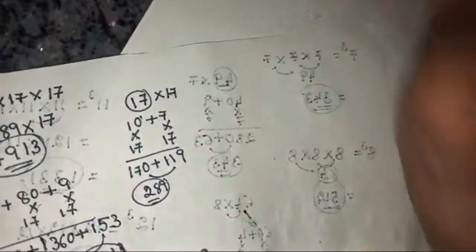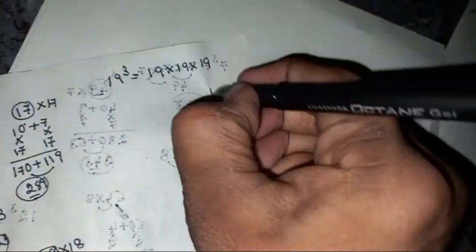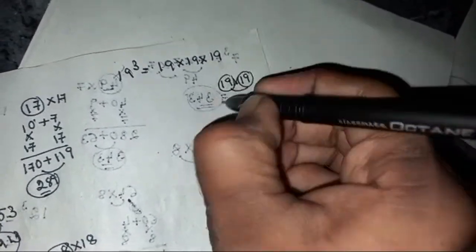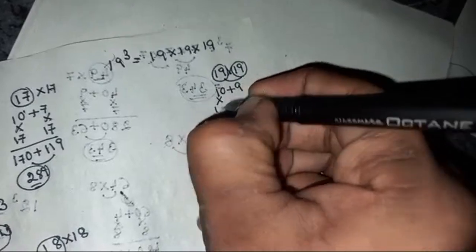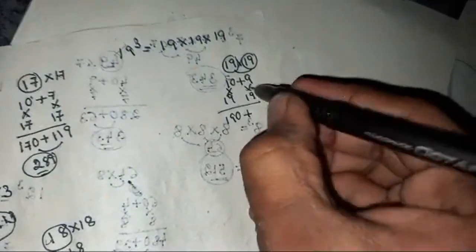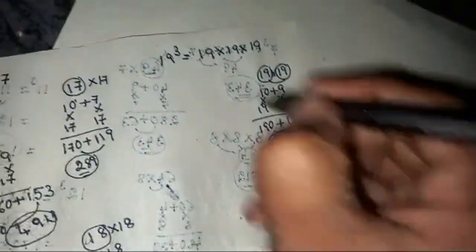Here 19 cube, which is nothing but 19 times 19 times 19. 19 times 19 means you're going to get it as 10 plus 9. Here also 19, here also 19. You multiply 19 times 10, 190. 19 times 9, 171. When you add, you're going to get 361.